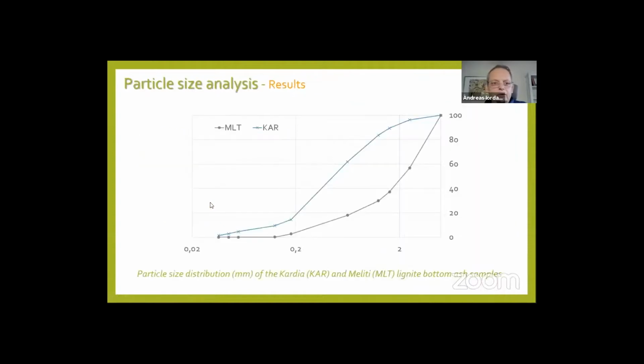And then now we go to the results. Here you can see the particle size analysis, the particle size distribution. Again, you can see differentiation, I showed this in my previous presentation. The Meliti sample has a different distribution compared to the Kardia sample, you can see here. And then some stereo microscope images.